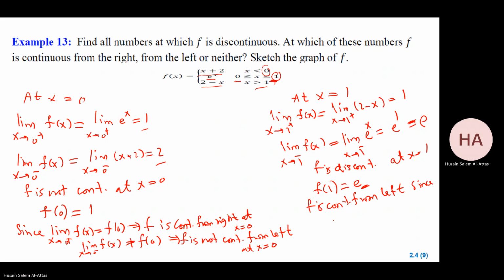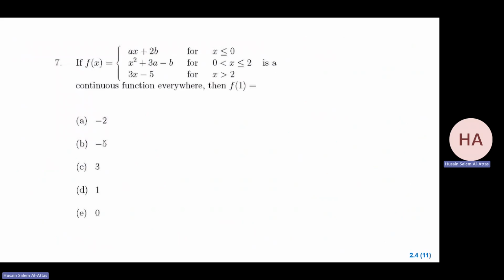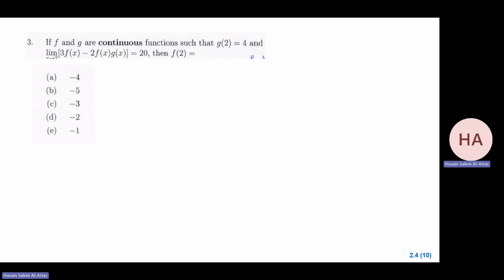Since the limit as x goes to 1 from the left of f of x equals f of 1, but f is not continuous from the right. Very clear, huh? I will leave it for you. So this is e, and this is 1, and this is e. Okay, now let me do all the exam problems related to this definition.